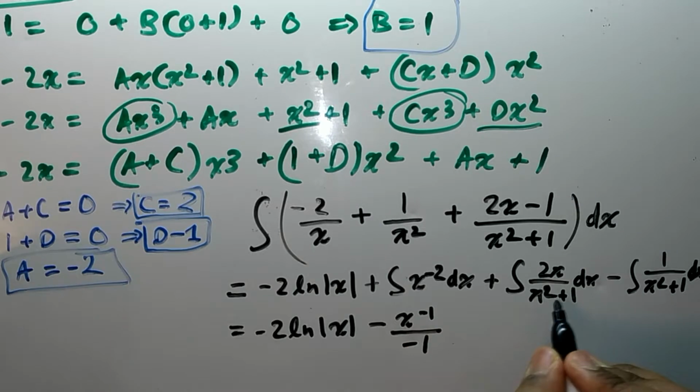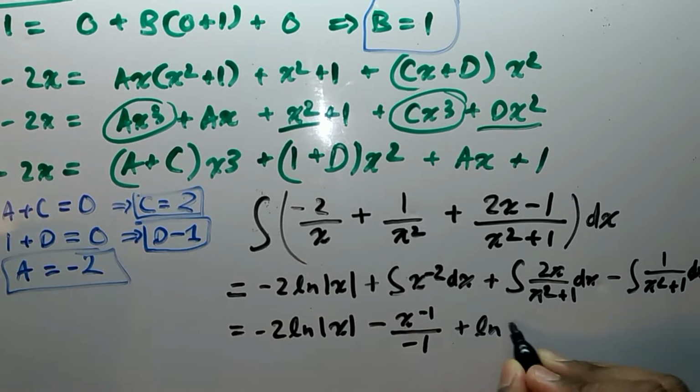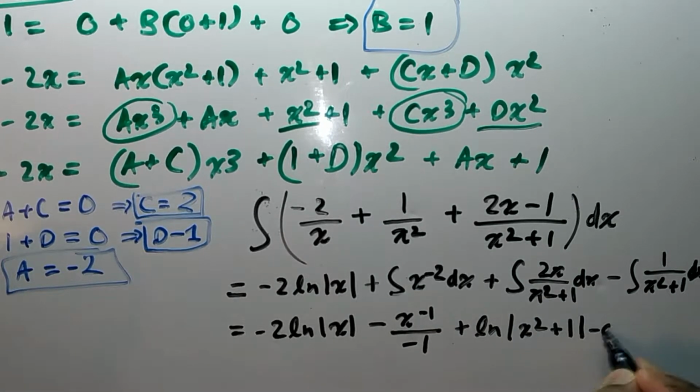2x over x squared plus 1, from our integrating by inspecting video, is just going to be ln of x squared plus 1, and the last one is just arctan.